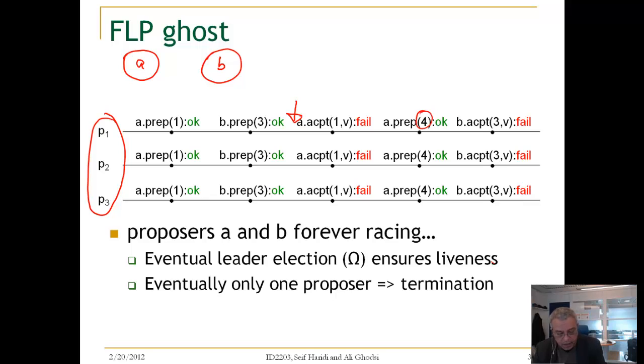So what we have now, we have proposals A and B forever racing, and the only way to break these race conditions is to have an eventual leader election abstraction, Omega, which in the end stabilizes and only allows one proposer to become the leader, and that proposer will eventually, and the algorithm will eventually terminate. Eventually we have one proposer and then we get termination.